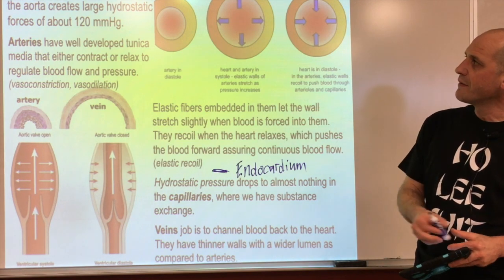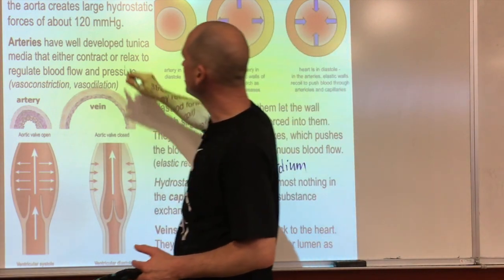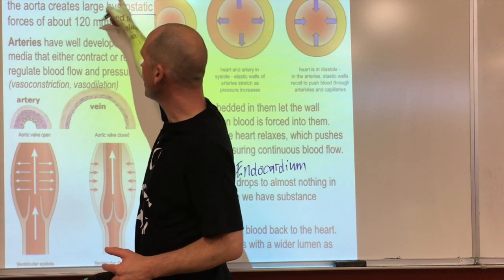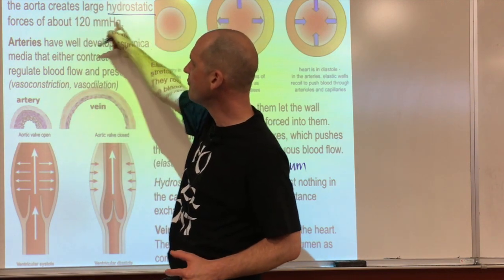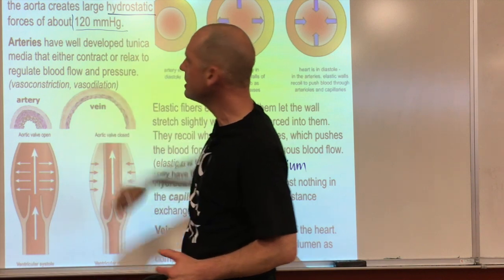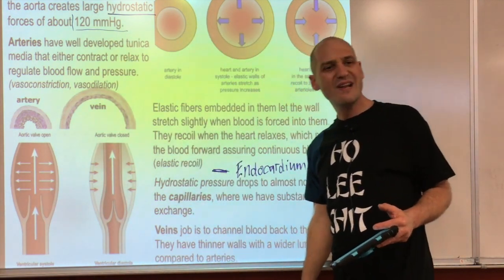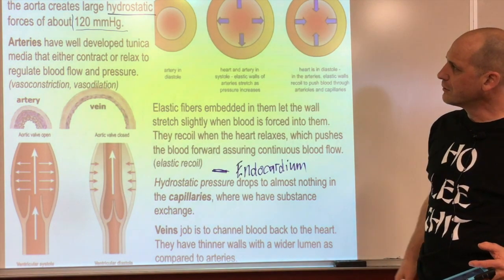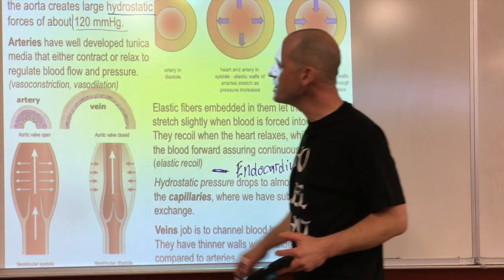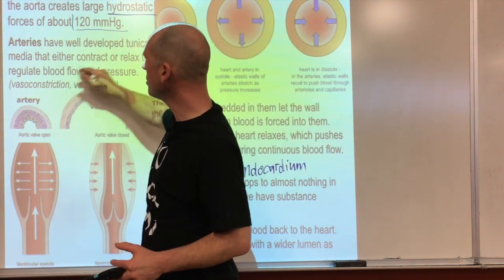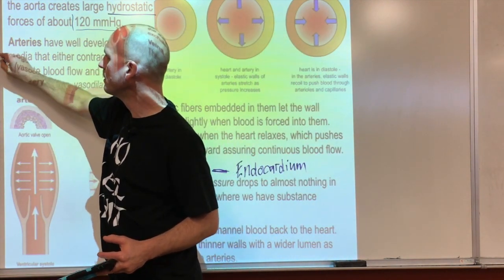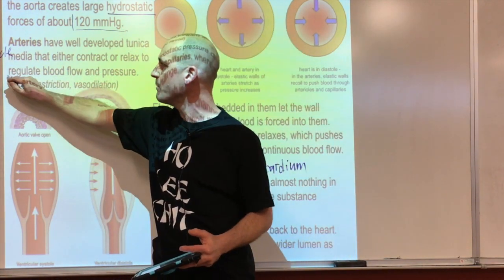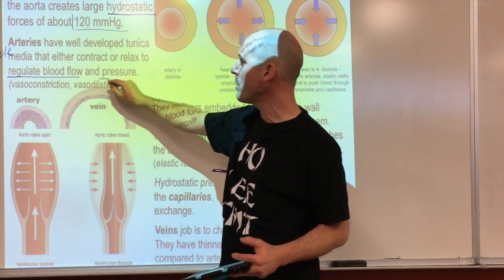So this talks about the hydrostatic pressure, the hydrostatic force that I was just alluding to before. When the heart ejects the blood into the aorta, it creates this force of about 120 millimeters of mercury. That's why that's the systolic blood pressure reading, the higher reading. Arteries have a well-developed tunica media. That's the muscle part, right? Media is muscle. It can either contract or relax to regulate blood flow and blood pressure.